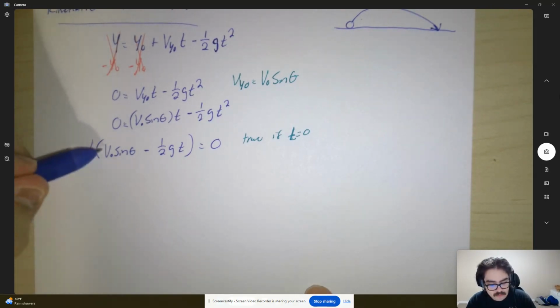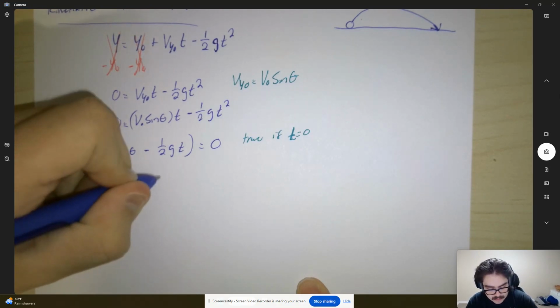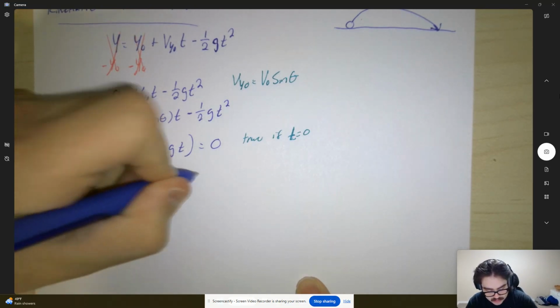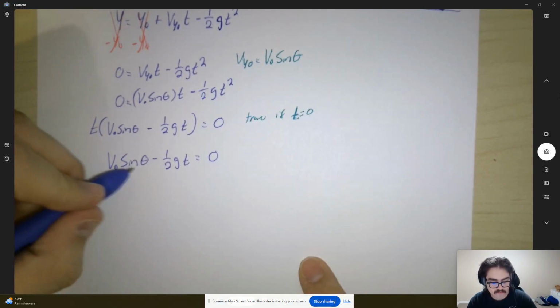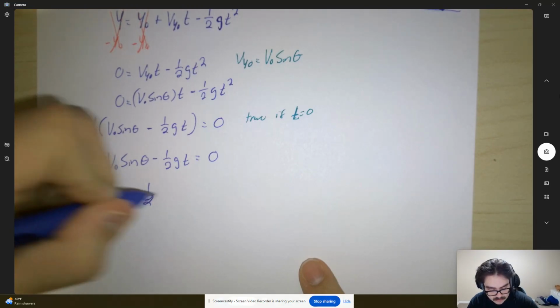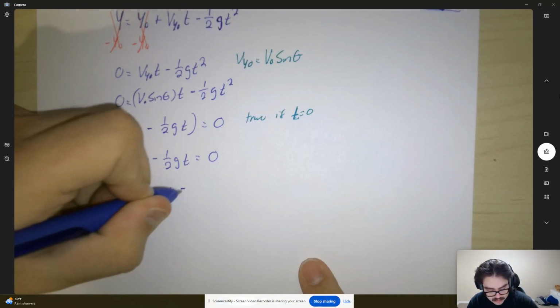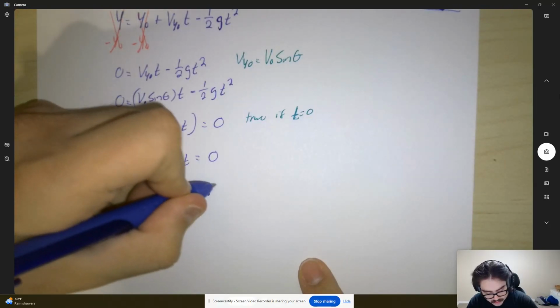So I can actually just take what's inside my parentheses here, v naught sine theta minus 1 half gt equals 0, and set it equal to 0. And then I need to get t by itself to see what satisfies this equality. I'm going to subtract v naught sine theta on both sides. Okay, 1 half gt equals negative v naught sine theta.